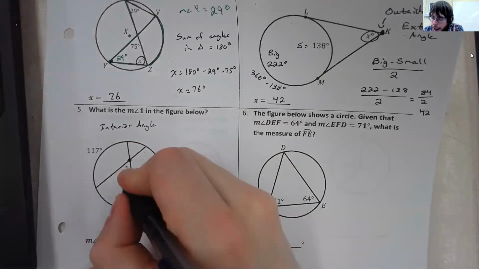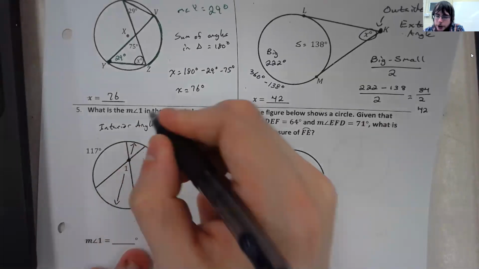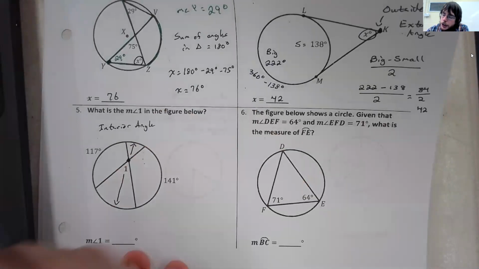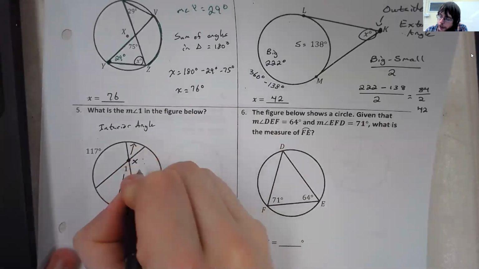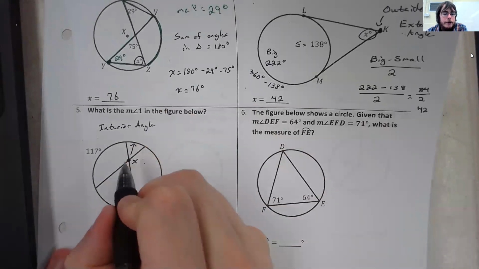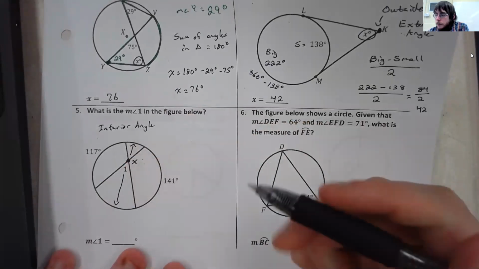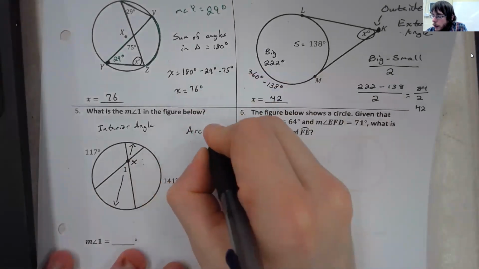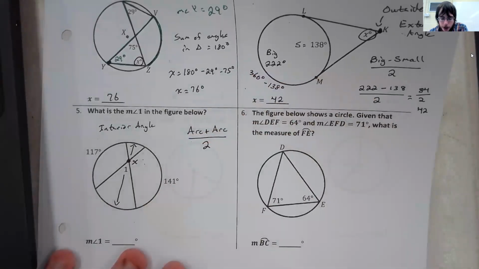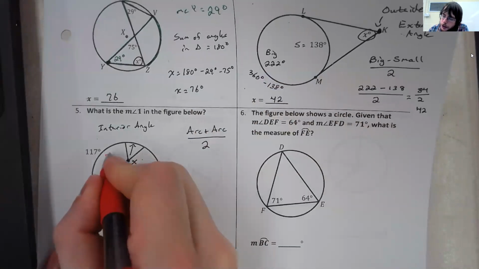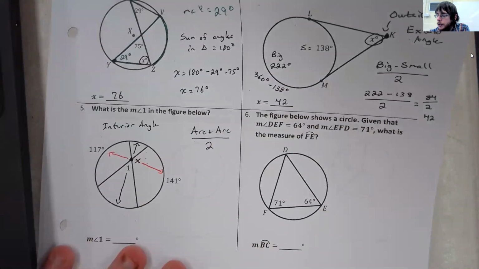But if we look here, angle 1 is opposite of these two arcs, which have nothing labeled on them. So we're going to have to determine another angle first before we can find angle 1. So let's look here. We could determine this angle, and if we do that, we can find angle 1. And here's how. The interior angle follows the formula arc plus arc over 2. So for X, X gives you these arcs. Those are the arcs that you want to use.